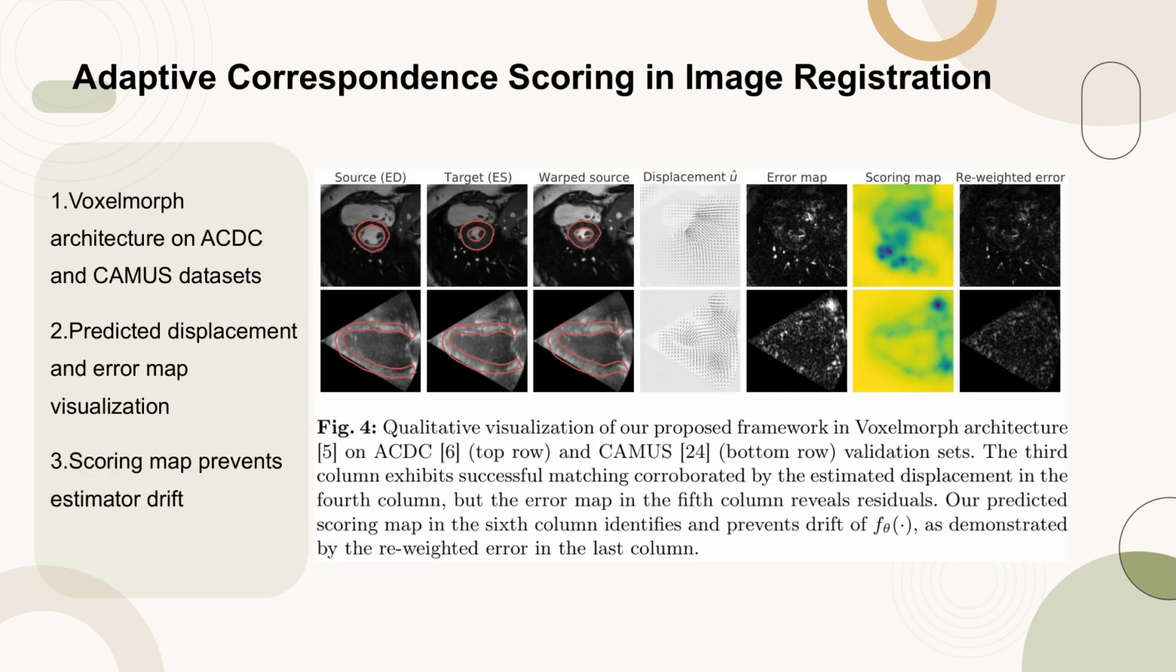Figure 4 provides a qualitative visualization of our proposed framework within the voxelmorph architecture, applied to the ACDC and CAMUS validation sets. The third column showcases successful matching, supported by the estimated displacement shown in the fourth column. However, the error map in the fifth column highlights the presence of residuals. Our predicted scoring map, featured in the sixth column, effectively identifies regions with low correspondence and prevents the displacement estimator F theta from drifting away, as evidenced by the reweighted error in the last column.